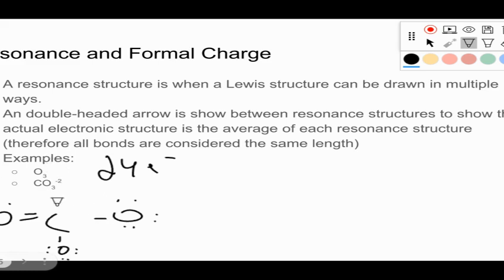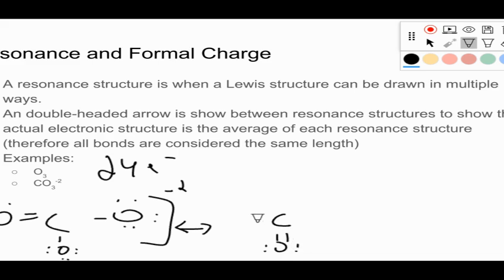Now, last thing we have to do, because it is a polyatomic ion, is we put these brackets around it and we say -2, because that tells that there were 2 extra electrons that appear, and this tells me it's a polyatomic ion. Then I have to show the resonance. This one is going to have 3 resonance structures. I'm just going to shift my double bond around the central atom for all my resonance structures.